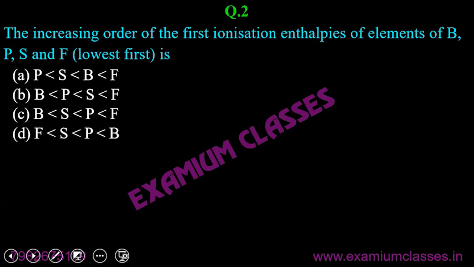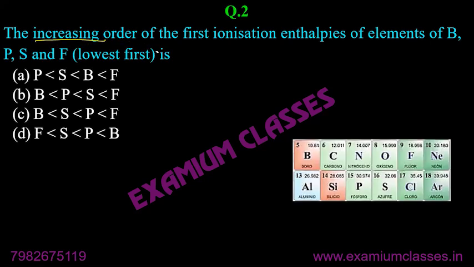Next one. The increasing order of first ionization enthalpies of the elements boron, phosphorus, sulfur, and fluorine. Lowest first. Obviously, if it is increasing order, the lowest you will write first. So here, if you see, this is how they are placed in the periodic table. Phosphorus, sulfur, boron, these four are placed like this.